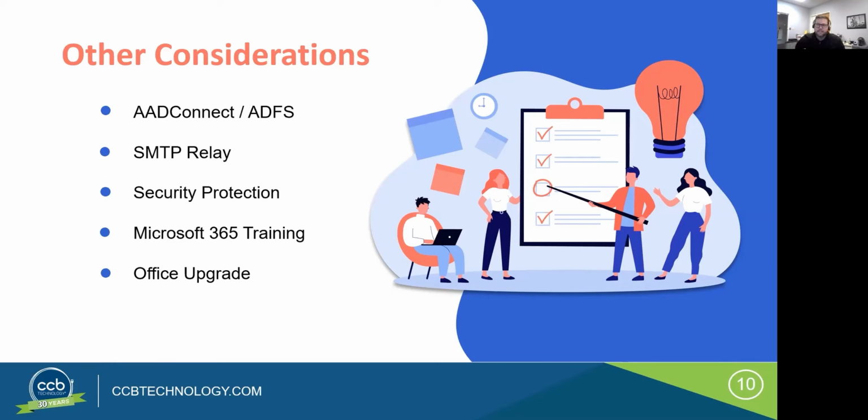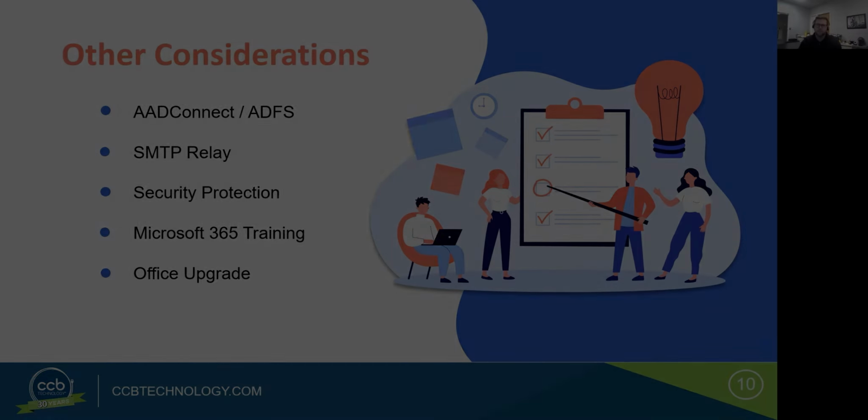And then last but not least, a big one that a lot of people don't think about is the Office upgrade path. A lot of people, when they're moving, are coming from an old version, 2007, 2010. And a major thing is that Microsoft 365 does not work with those older versions of Office. So in order to function within the Microsoft 365 ecosystem, you're also going to need to account for upgrading those users to a later version of Office, whether it's 2016, 2019, whatever it might be. But those are definitely considerations that you should keep in mind.